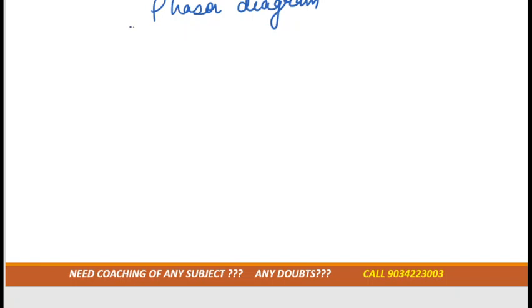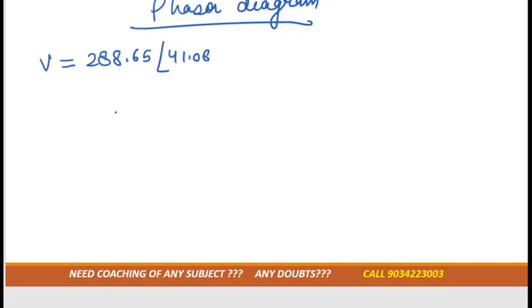Phasor diagram we need to study. See, first we'll write down all the values that we know. Voltage we got 288.65, angle is 22.15. And I is 15.58 and angle is minus 59.65.